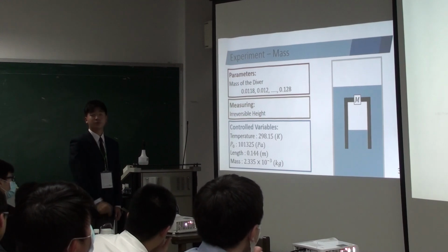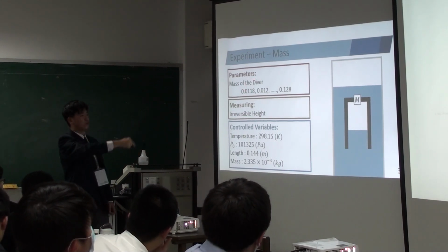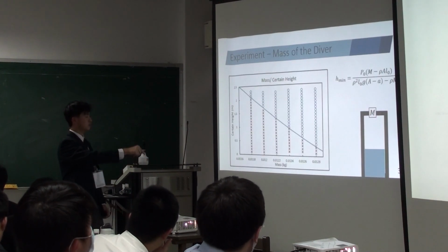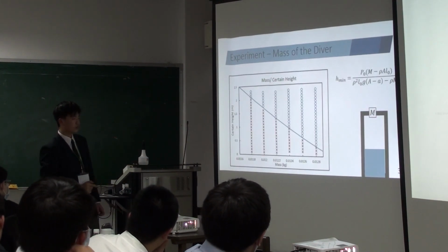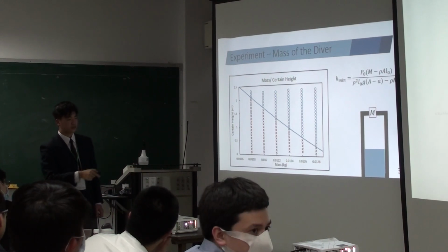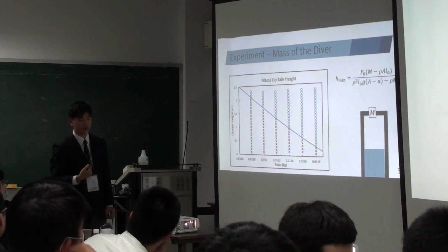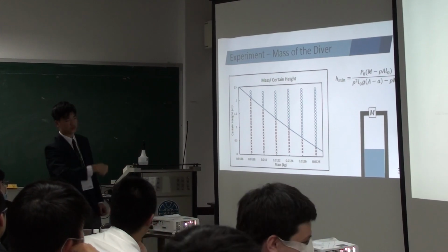And our next experiment is about the mass. We have all variables controlled, and our parameter is the mass of the diver. As you can see, when the mass increases, the critical height decreases. It is because larger mass will cause larger gravitational force, which makes the diver no longer need so much water pressure to maintain it at the bottom of the long vertical tube. Therefore, they have negative correlation.